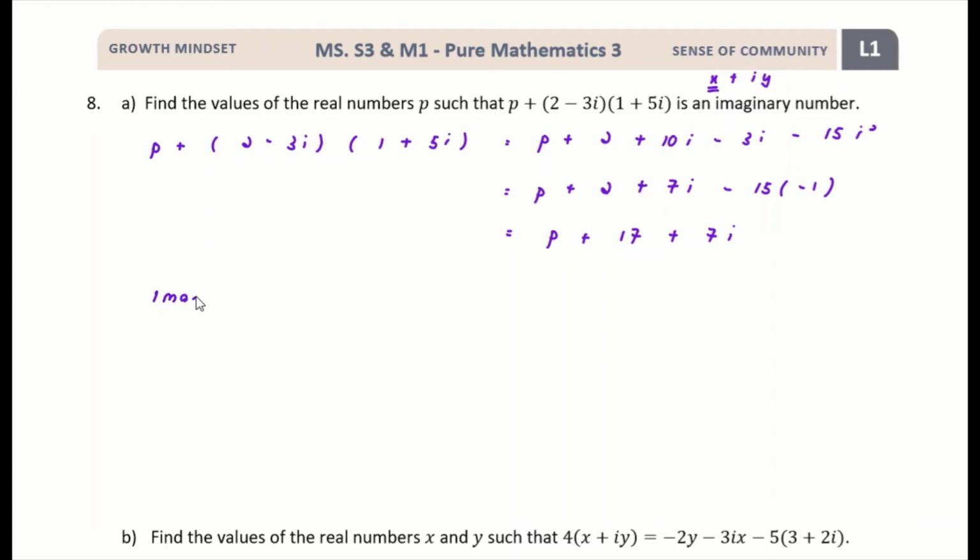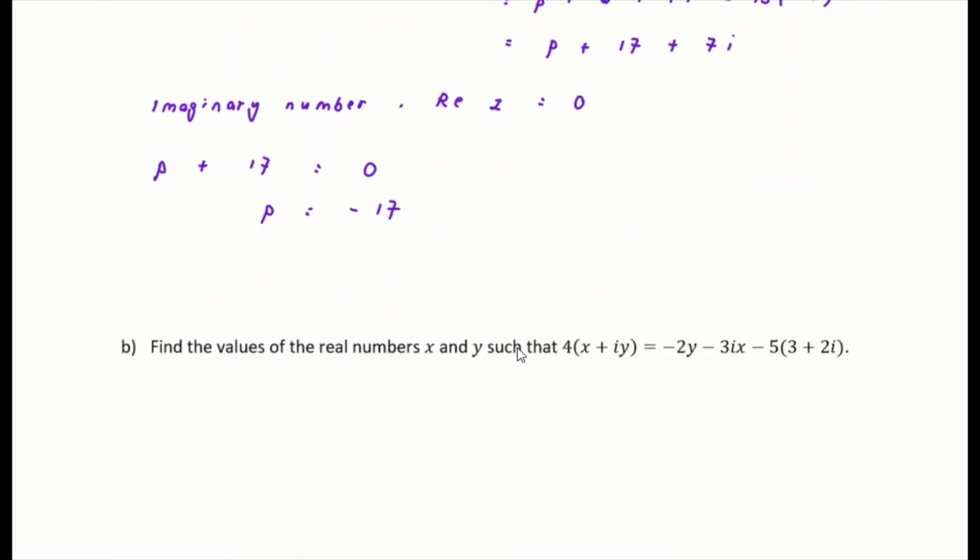If it's an imaginary number, which means the real part is going to be 0. So if this is Z, the Re(Z) has to be 0. The real part here is going to be p + 17, so p + 17 must be equal to 0. From here, I can get p equal to negative 17. Alright, so move on to B.